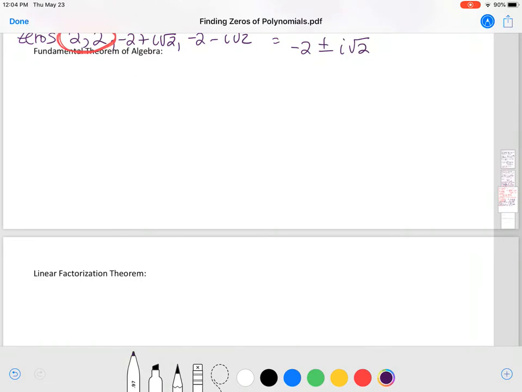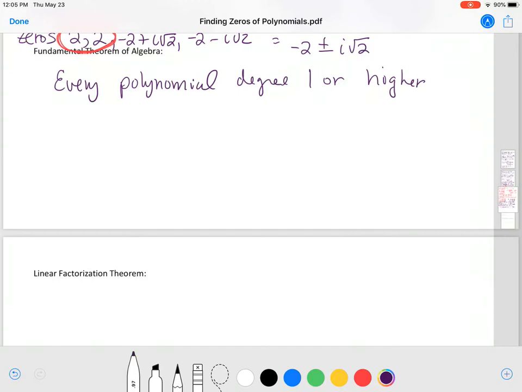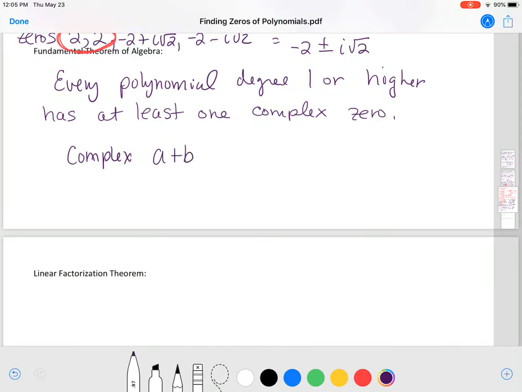Okay, so the fundamental theorem of algebra says every polynomial that is degree 1 or higher has at least one complex zero. And for a quick refresher, a complex number is written in this form, a plus bi. A is called the real part, and b is called the imaginary part.